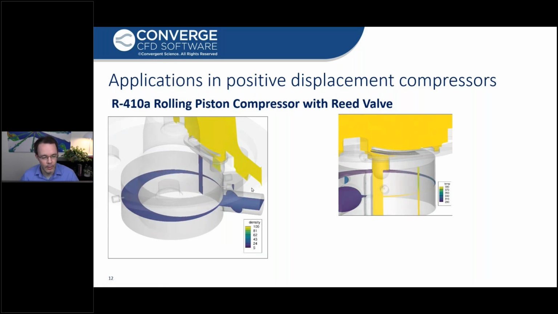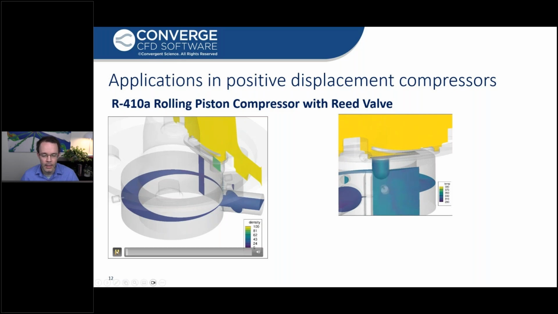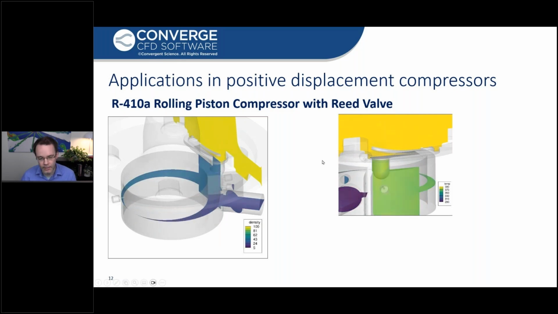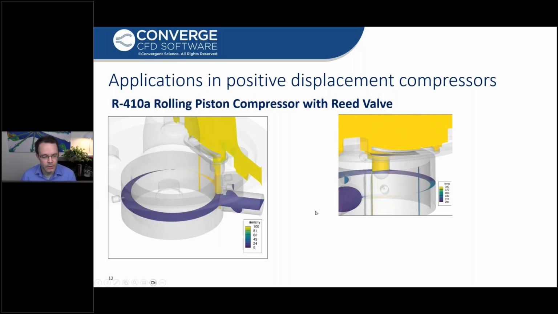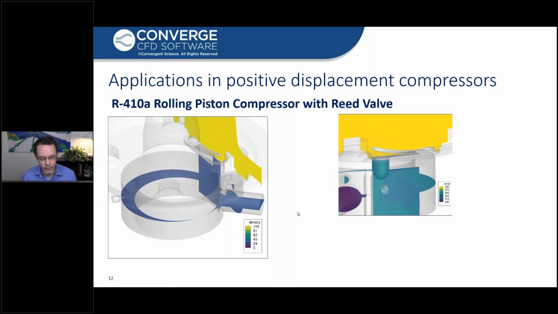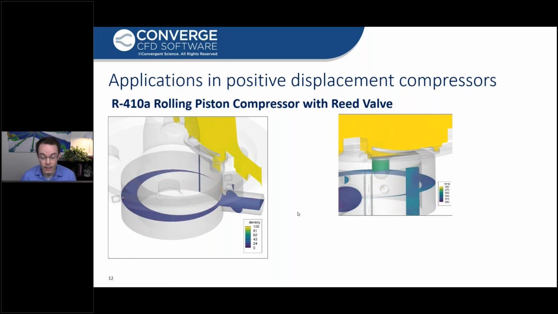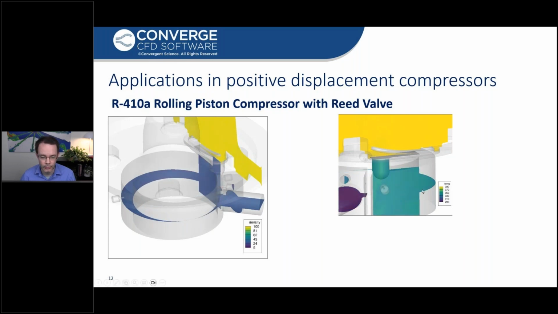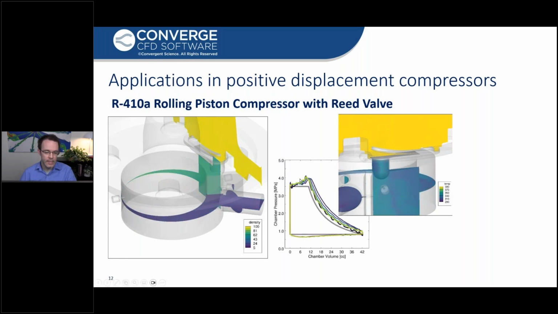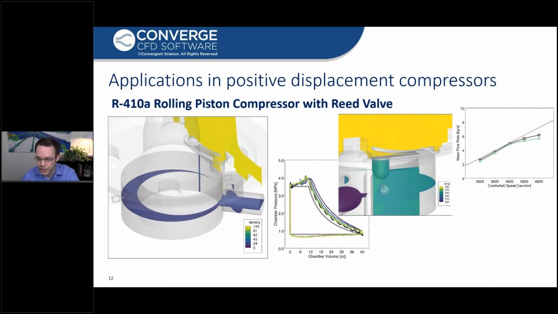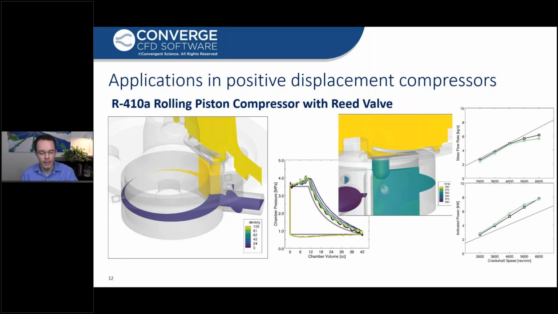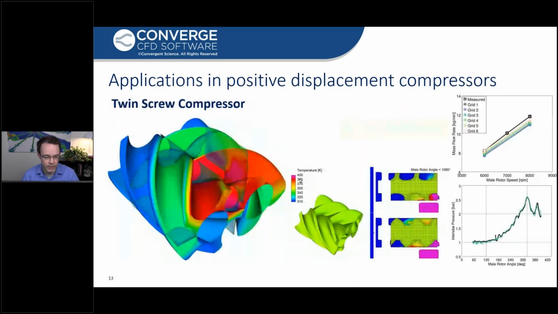The user simply applies the motion profile and the mesh is determined by the solver itself. So the user doesn't need to worry too much about how the motion of the geometry and the creation of the mesh will interact with one another. In this case, we also look at the chamber pressure and the mass flow rate for a variety of speeds and demonstrate that Converge is able to do a great job to predict the flow in these conditions of this different geometry.